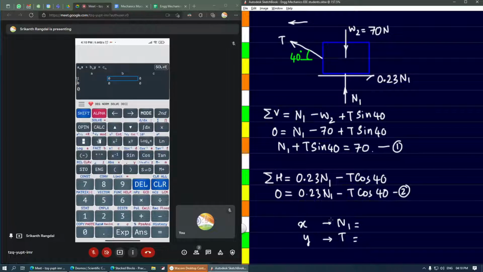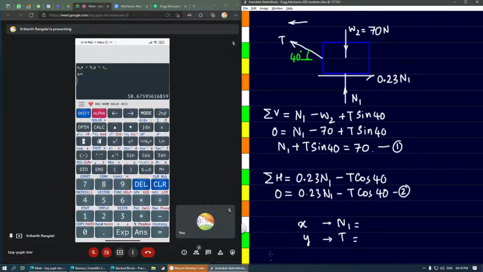Then coefficient of T will be y, so that is sine of 40. So let's put sine of 40. And then the constant value on the other side, that is 70. Let's put 70 in. Then below we have to put the coefficients of the second equation. So once again, first we need the coefficient of N1 in the second equation, that is 0.23. Then the coefficient of T in the second equation is minus cos 40. Don't forget the minus sign. And the constant here in the second equation is 0. So let's put it as 0.